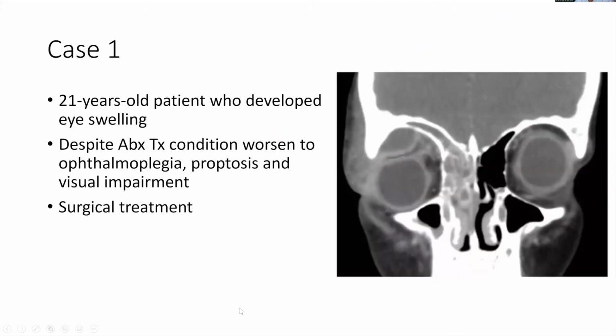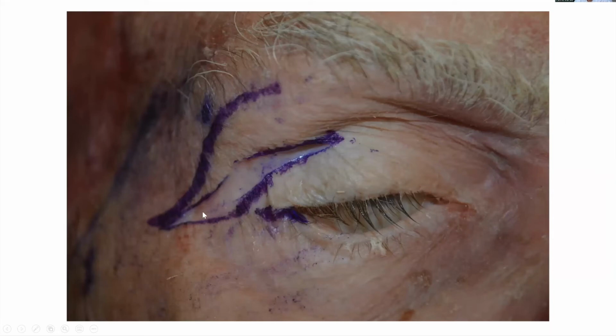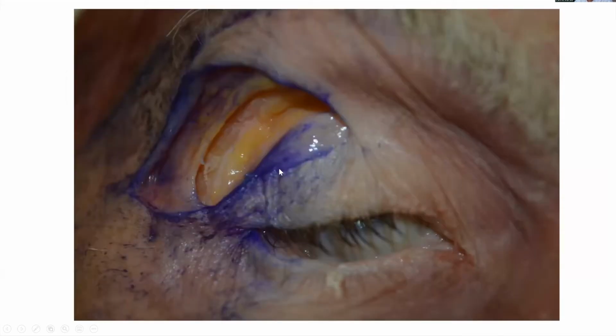So this is case one. This is a 21-year-old patient who developed swelling of the lateral part of the right orbita, and despite antibiotic treatment there was worsening, which led to ophthalmoplegia, proptosis and visual impairment, after which a CT scan was done, and clearly this is for surgical treatment without any doubts. So this patient needed a lateral blepharoplasty incision in this case, which allowed access into the lateral part of the orbita and draining of the abscess.